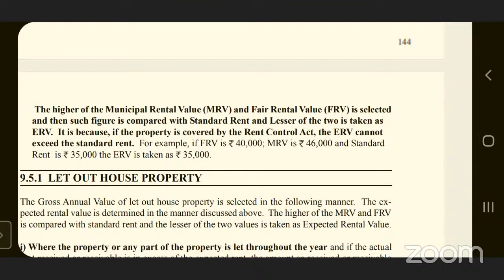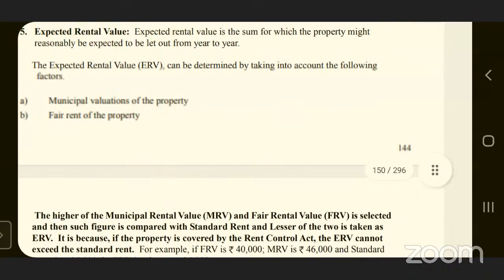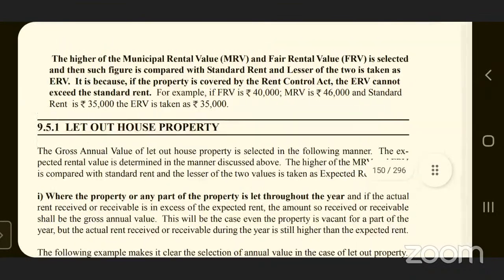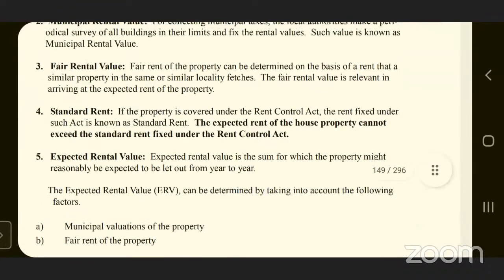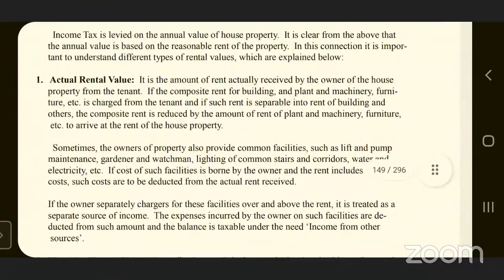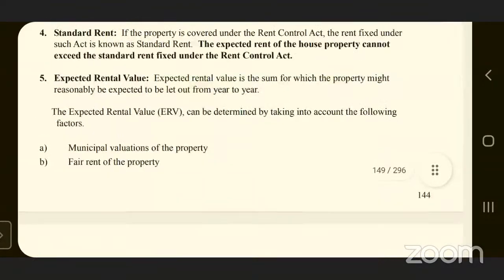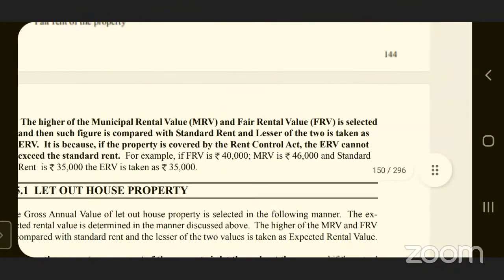Then that 46,000 will be compared with the standard rent, which is 35,000. What I mentioned, the lesser of the two is taken as ERV. Out of 46,000 and 35,000, the lesser value is 35,000. So ERV is taken as 35,000. First please go through all these terms, then observe this definition.